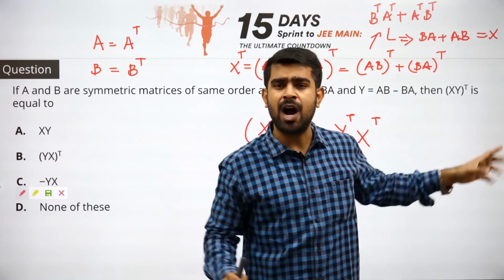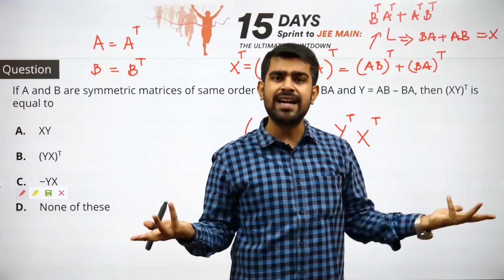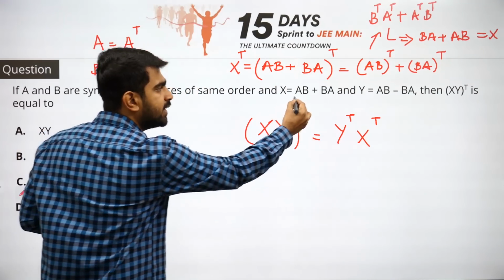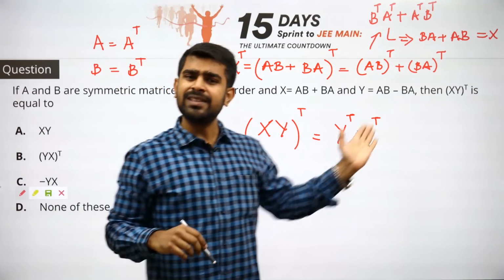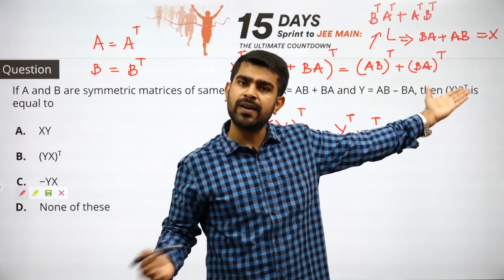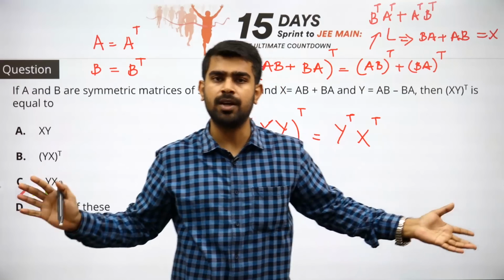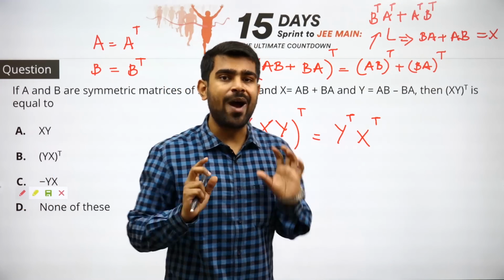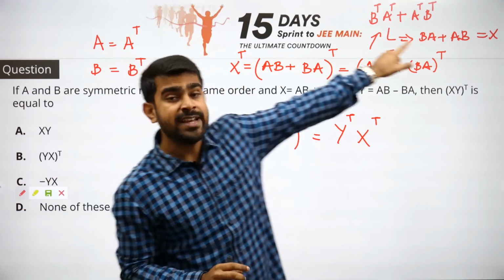Sir, BA plus AB, how is it equal to X, sir? How did that come? Because what is X? AB plus BA. AB plus BA is the same as BA plus AB, guys. That is fine. Addition can be rotated, that's not a problem. Okay, so that is why my X transpose will be equal to X.